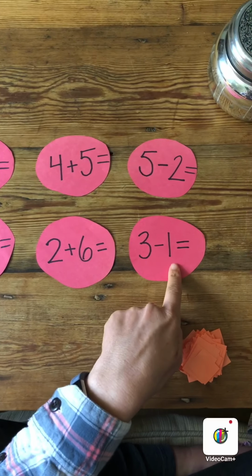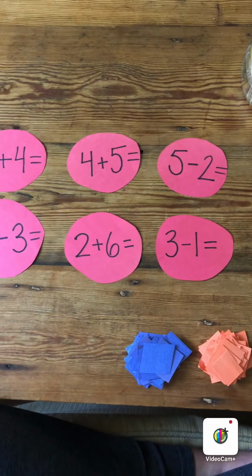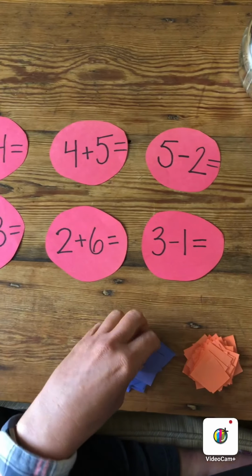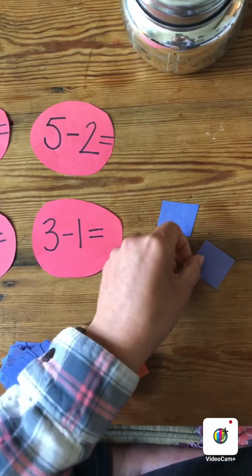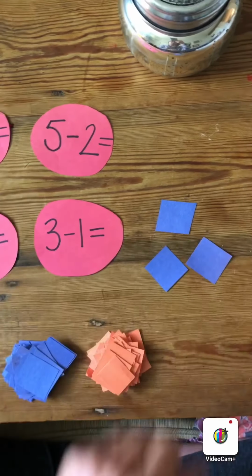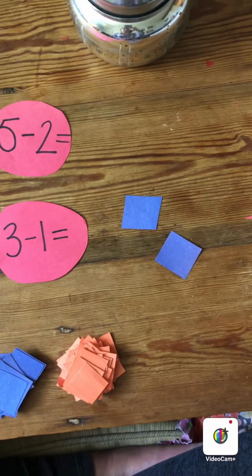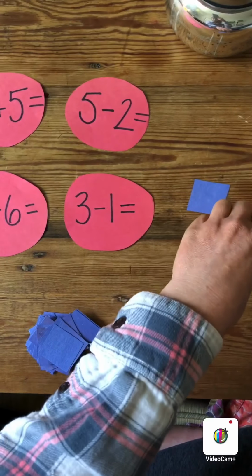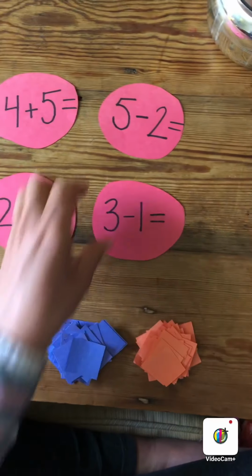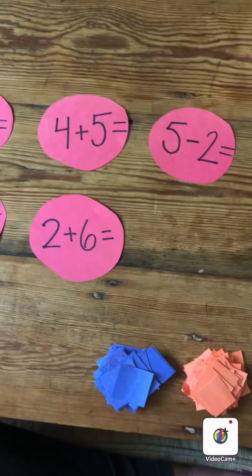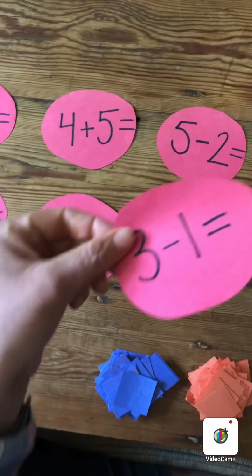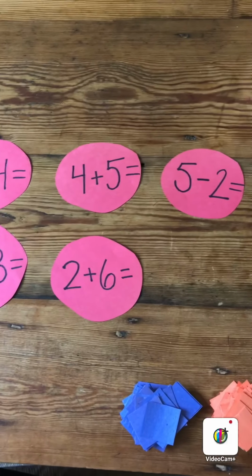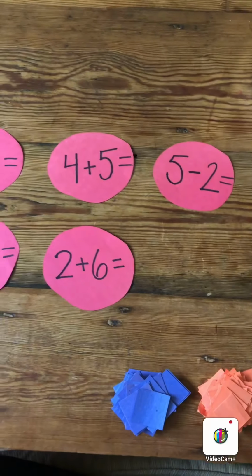3 minus 1 equals. So 3 take away 1. So I'm going to use my counters. 1, 2, 3. When I take away 1, there's 1, 2 left. Okay, the answer is 2. Now I get to turn over the apple. No, not behind that apple. It might help you to take this apple away now that you've turned it over. Okay, maybe I'll try this one next.